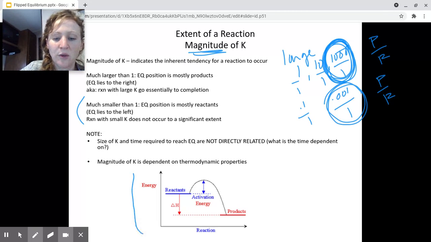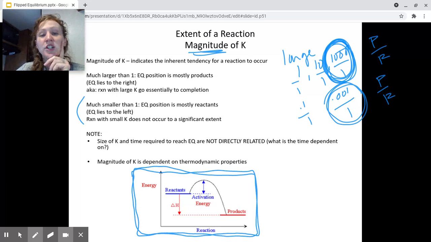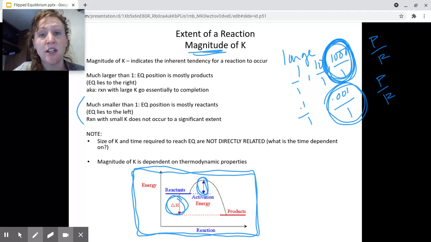So if you remember this graph, we have total energy, energy of reactants, energy of products. It leads us to a delta H, an overall energy change for the reaction. We can also see our activation energy, the amount of energy we need to get this reaction started and form those intermediates before the reaction can proceed. So the magnitude of K is actually related to the thermodynamic properties.